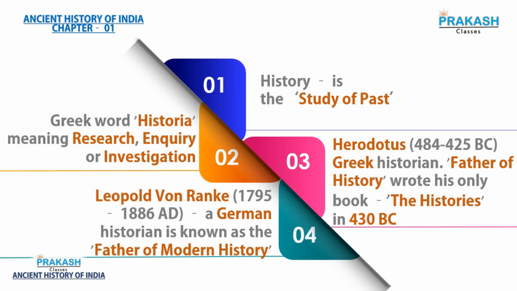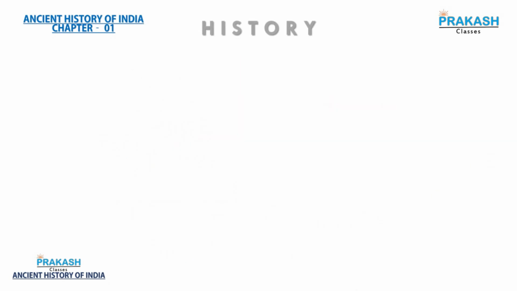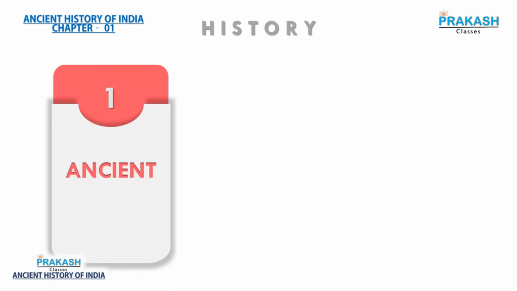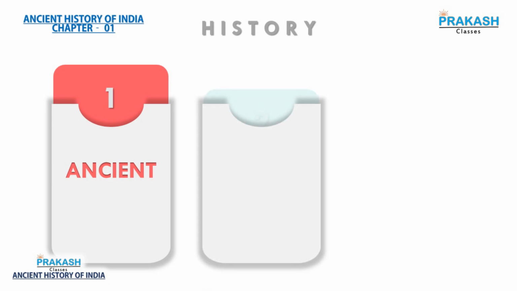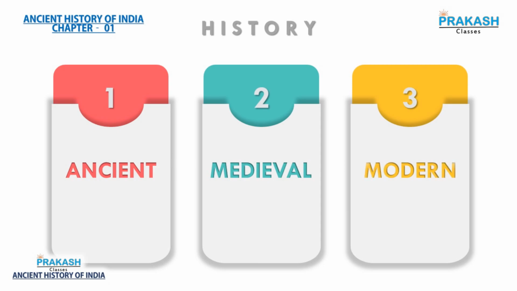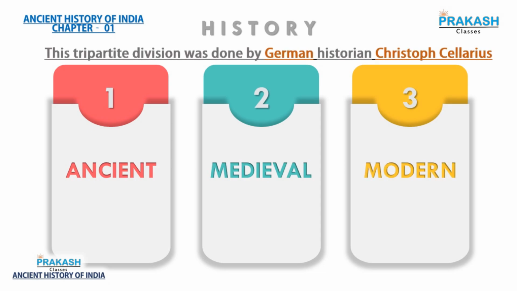Now let us see the division in which history is studied. History is divided into three parts. The first part is ancient history, the second part is medieval history, and the third part is modern history. This tripartite division was done by the German historian Christoph Cellarius.